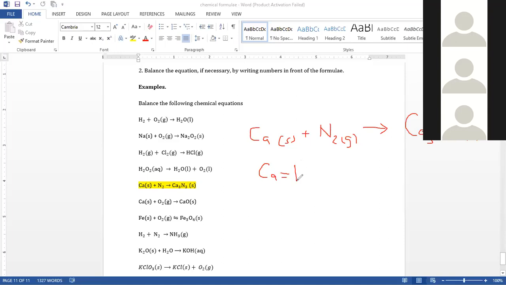One. How many nitrogen atoms are we having on the left-hand side? Two nitrogen atoms on the left-hand side. Two. Let's go to the right-hand side. How many calcium atoms are we having on the right-hand side? Three. How many nitrogen atoms are we having on the right-hand side?